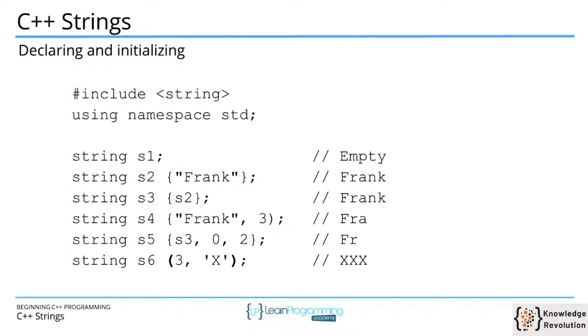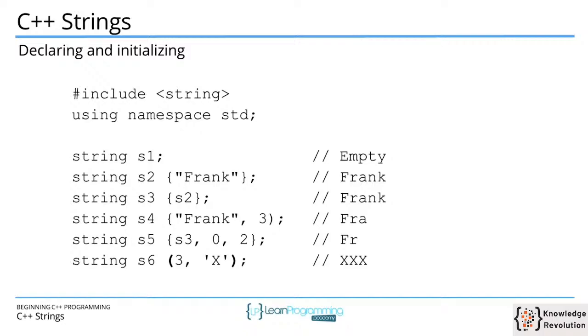There are other ways as well using constructor and assignment syntax, but I'm mainly using the initializer syntax in this video. In the first example, we declare S1 as a string. Notice that the string type is lowercase. Unlike C-style strings, C++ strings are always initialized. In this case, S1 is initialized to an empty string. No garbage in memory to have to worry about.